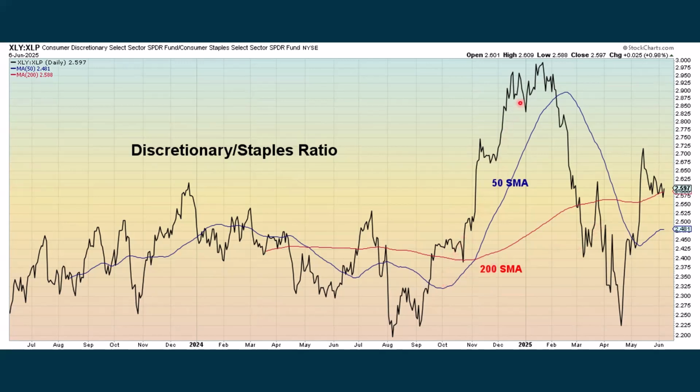The discretionary sector was the strongest sector in the market. Well, then it took a dive with everything else and is having a bit of difficulty getting back up with this ratio. It's in a downtrend. It has been improving, but we want this ratio to really go up. This is kind of like growth versus value. Discretionary, things that make life fun, versus staples like toilet paper and toothpaste, the things that you have to have.